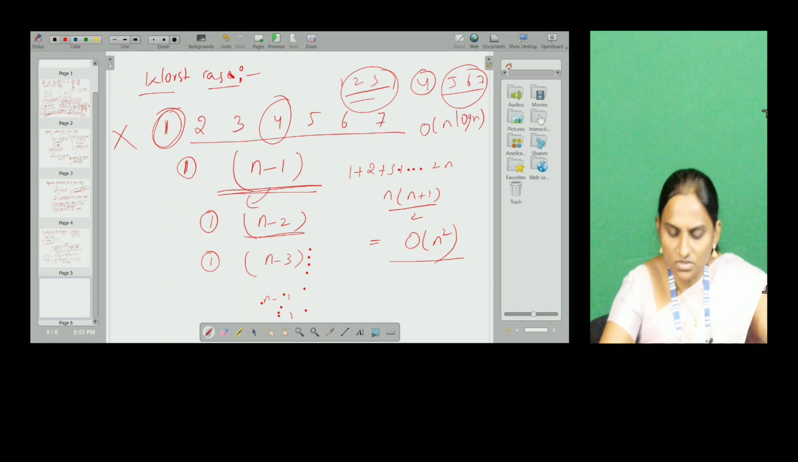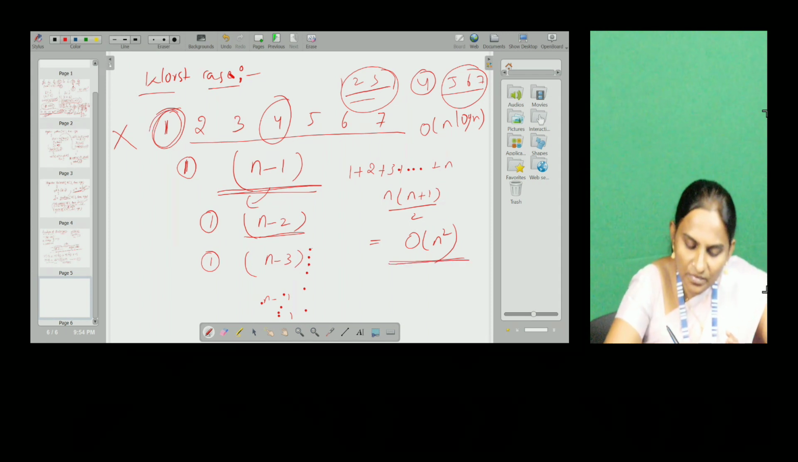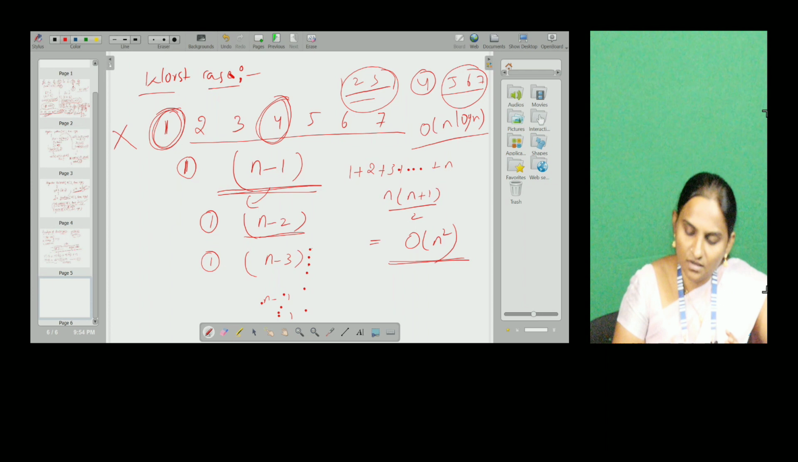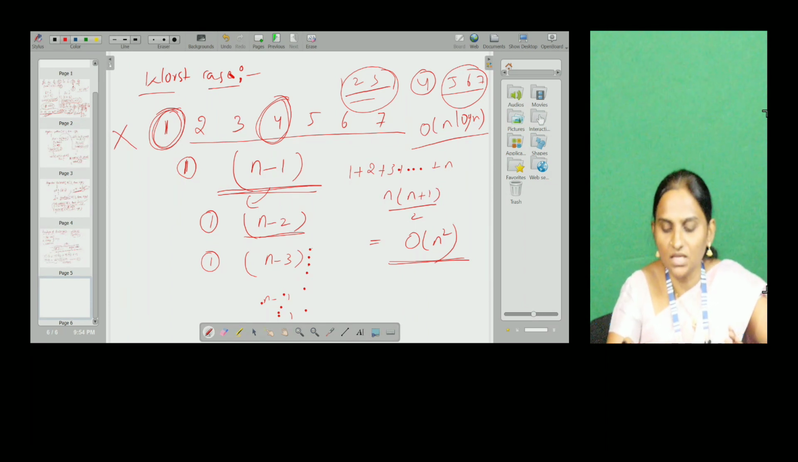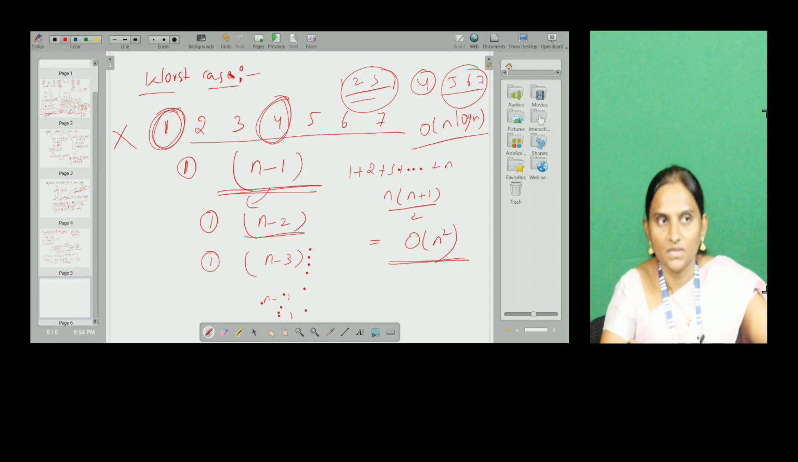So what I am trying to say is the time complexity is based on the choice of the pivot element. For the same example, we will get time complexity order of n square if the pivot element is the first element. For the same example, if the pivot element is the middle element, the time complexity is order of n log n. So the time complexity varies based on the pivot element. So this is the analysis of QuickSort. Thank you.